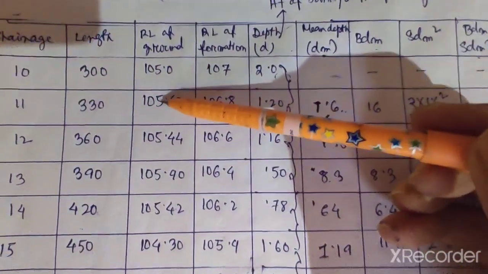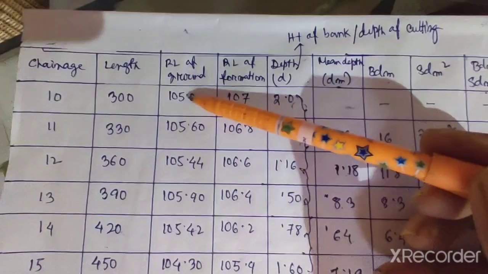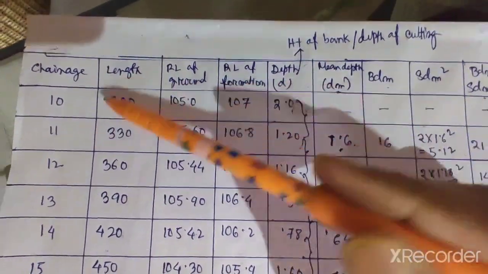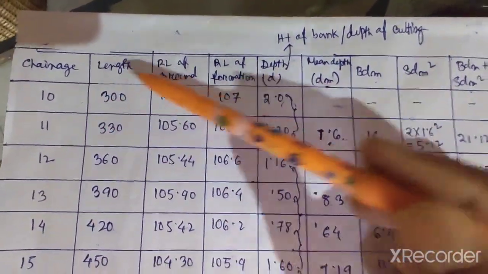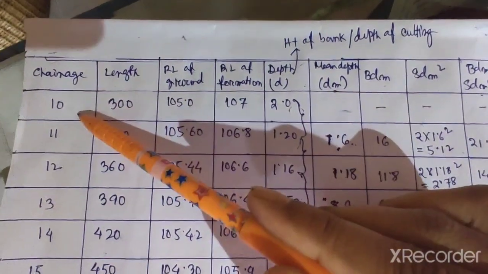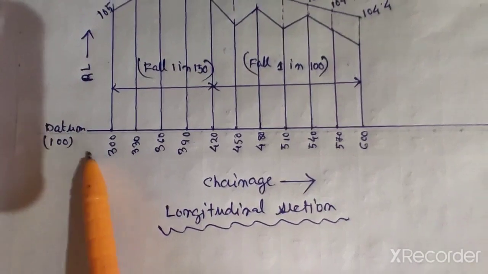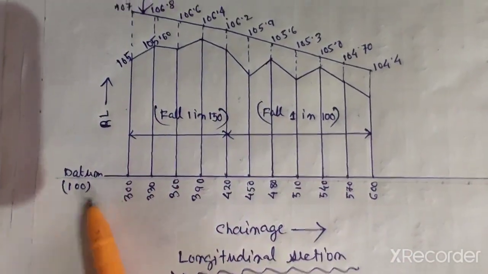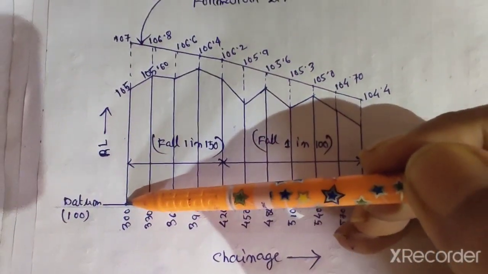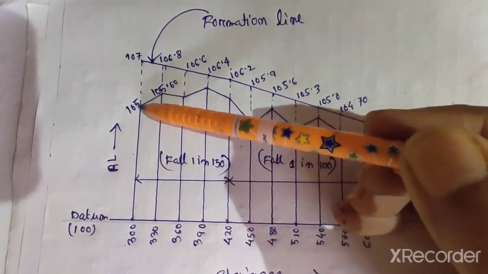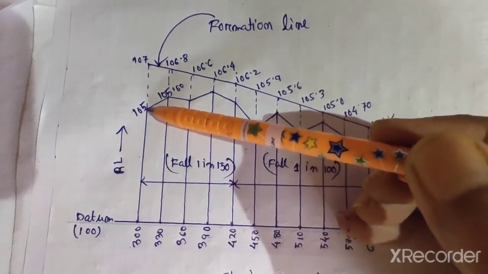So what is the first RL value of chainage 10? That means the very first point. The RL of the ground level of the very first point is 105. So we are taking this baseline as 100, and we have just gone 5 centimeters above to denote this value of 105.